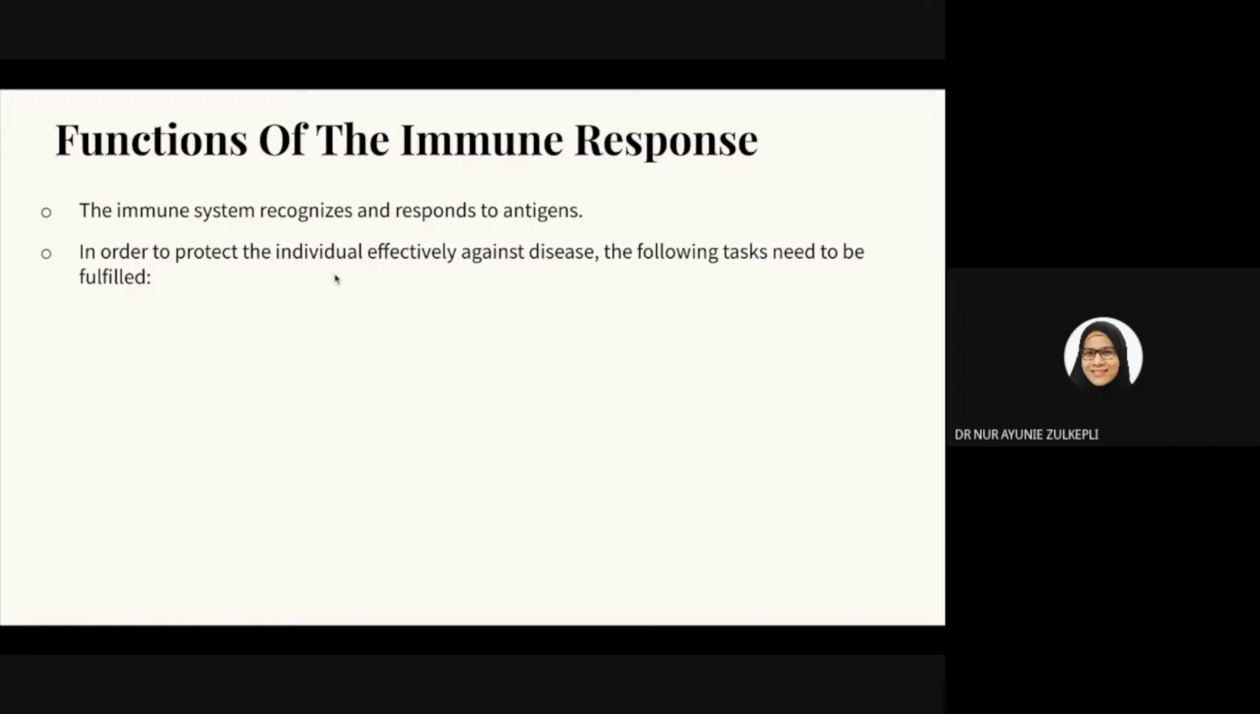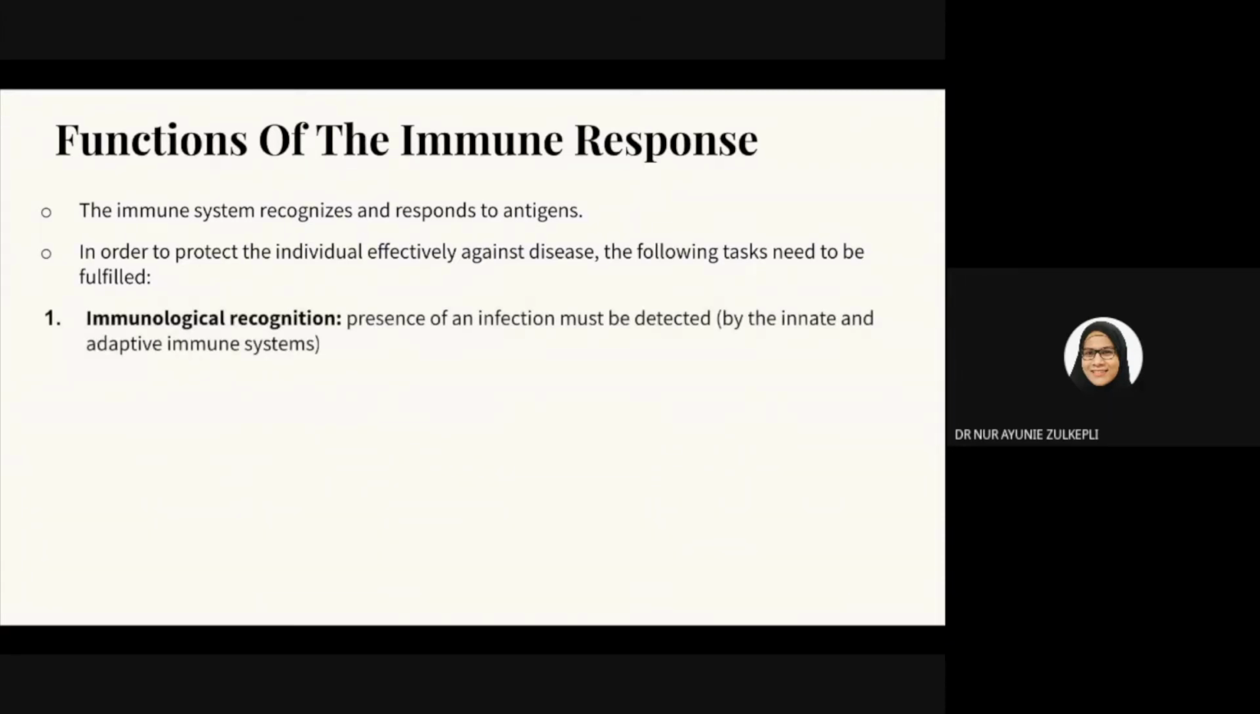So I'll be repeating the same things, and I hope you can grasp the principles of immunology. So there are tasks that need to be fulfilled in the immune response. The first one is immunological recognition. When our body is exposed to threats or foreign particles willing to enter our body, our defense mechanisms easily recognize or are alerted to the presence of those things, so that we will have different types of immunity to work, the innate and also the adaptive.